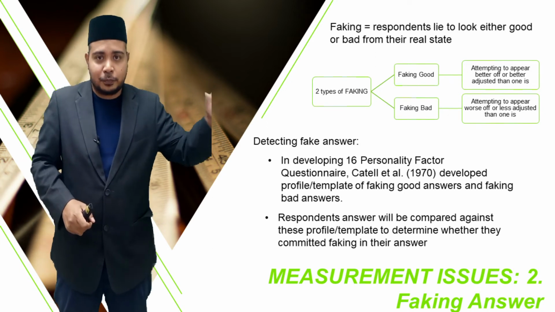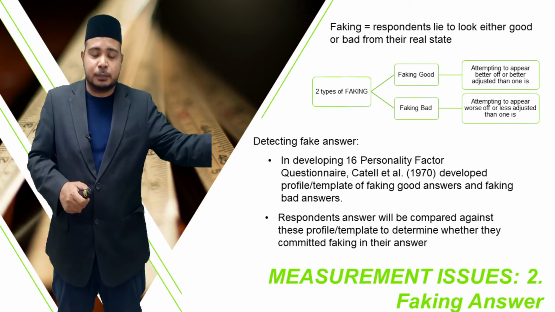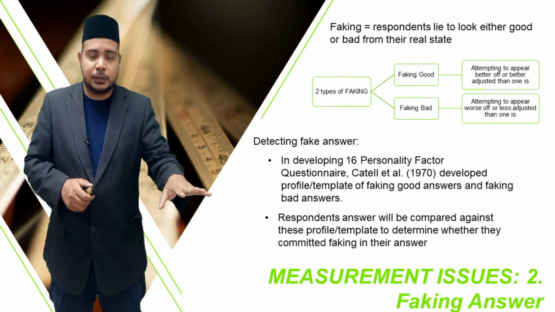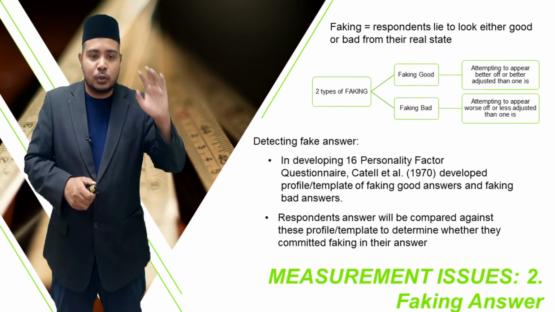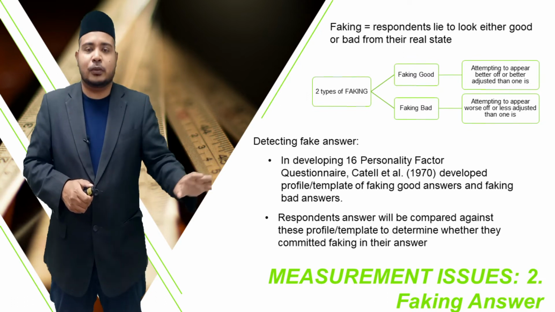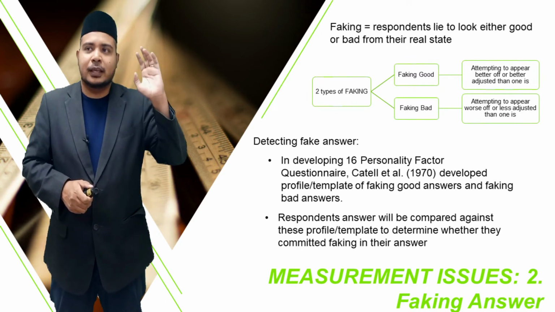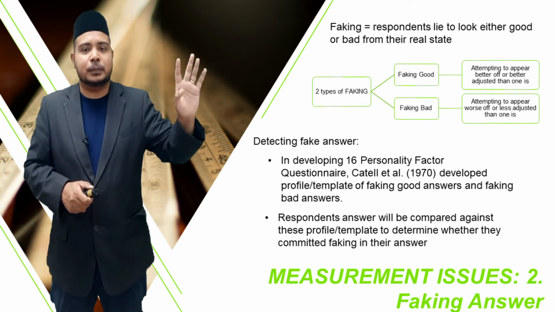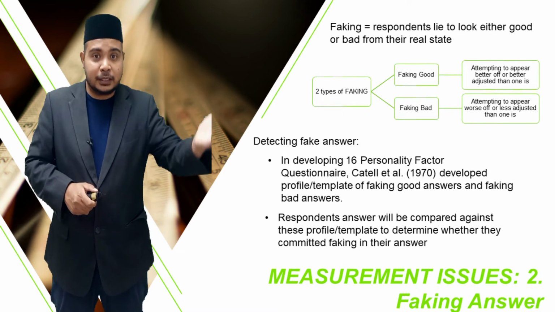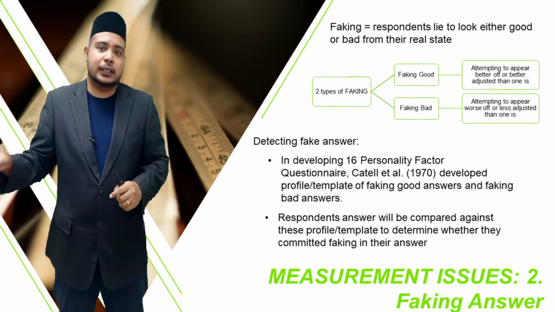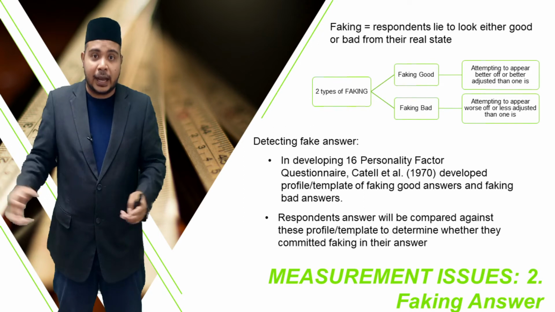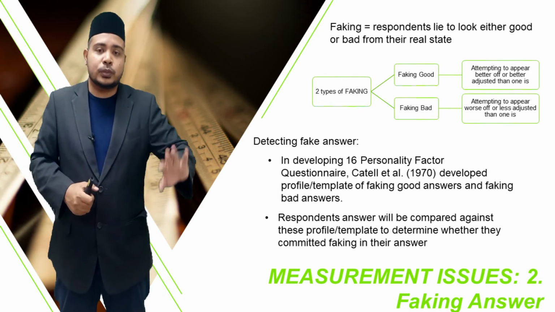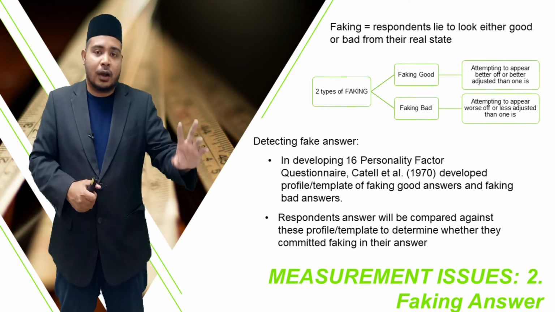Another group of participants, the second group, is instructed to answer the 16 PF questionnaire as the worst people on earth, the baddest, the most negative people they may think of. So the first group creates a profile of faking good, and the second group creates a profile of faking bad.